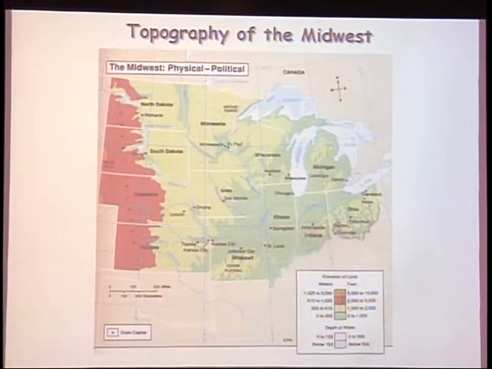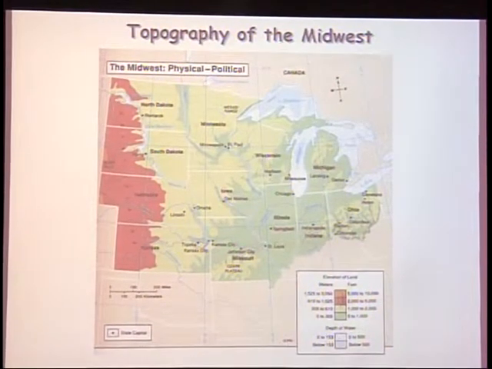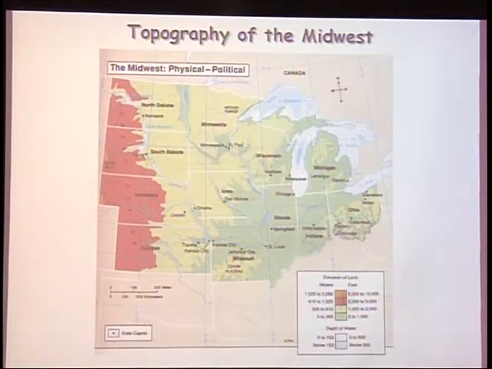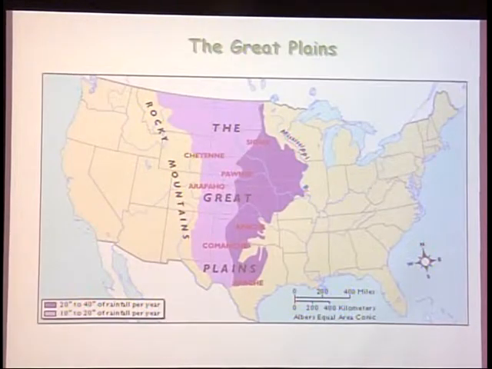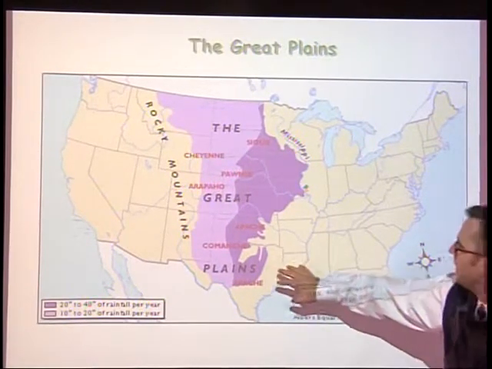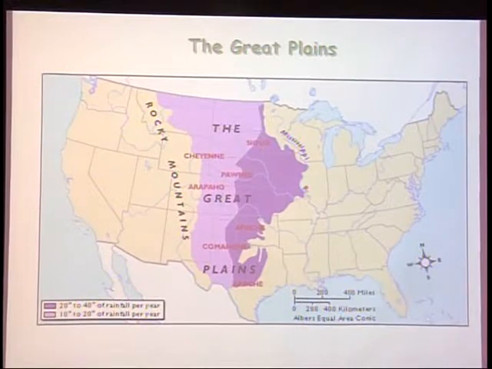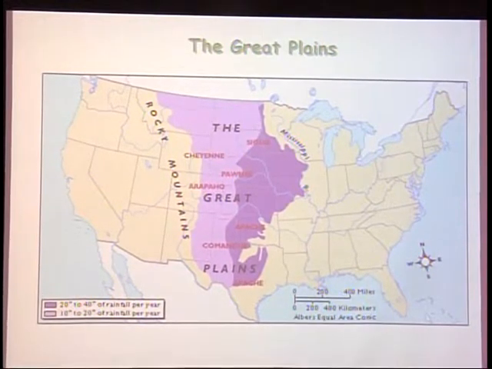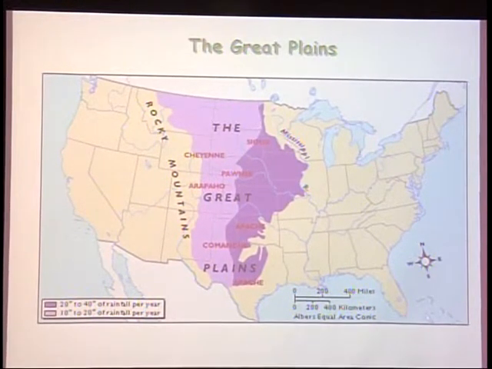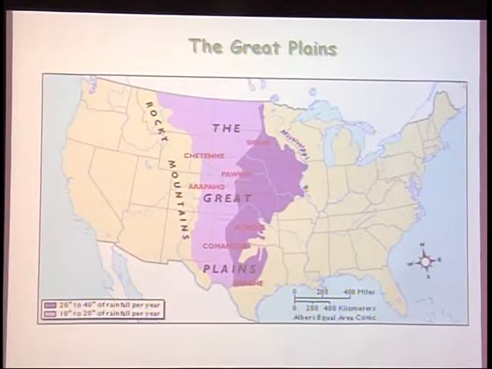Topography of the Midwest. Midwest is dominated by the Great Plains and the Great Lakes here. Several major rivers flowing through it, including the Mississippi and the Missouri River. As you can see here with the Great Plains here, this area shaded here in the 2 different purples are the Great Plains. The primary area for growing crops, wheat, corn in the United States here.